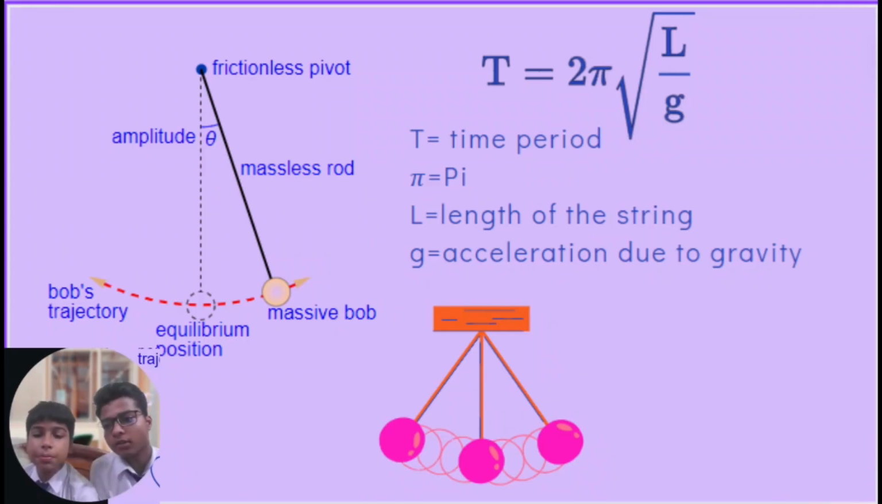Now I will tell you about some elements of this simple pendulum. First, we use a frictionless pivot. Then we use a massless rod. Then we use a massive bob. And now I will tell you how to calculate the time period. The formula is T equals 2 pi under root L upon g. Here, T is the time period, pi is pi, L is the length of the string, g is the acceleration due to gravity.